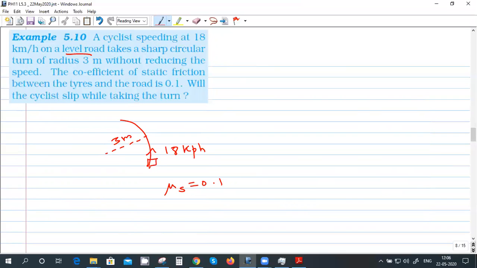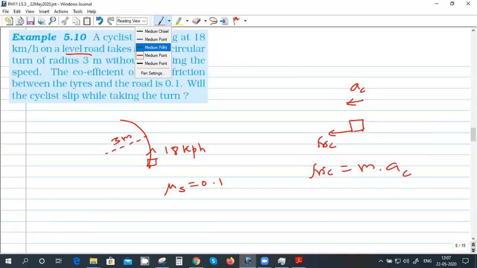Because the cyclist is here, the forces acting on him are... the friction force will be towards the center. Because of it, he's accelerating towards the center. The friction force is equal to mass into acceleration. What does suffix c imply? Bhavya, put acceleration with a suffix c. C is what? The centripetal acceleration. It's towards the center. Centripetal acceleration just changes the direction of the velocity, not the magnitude.